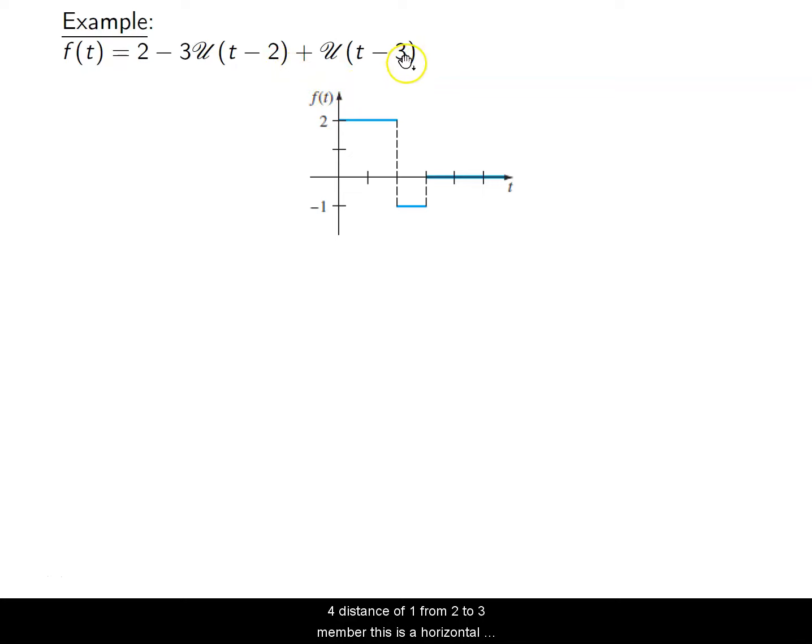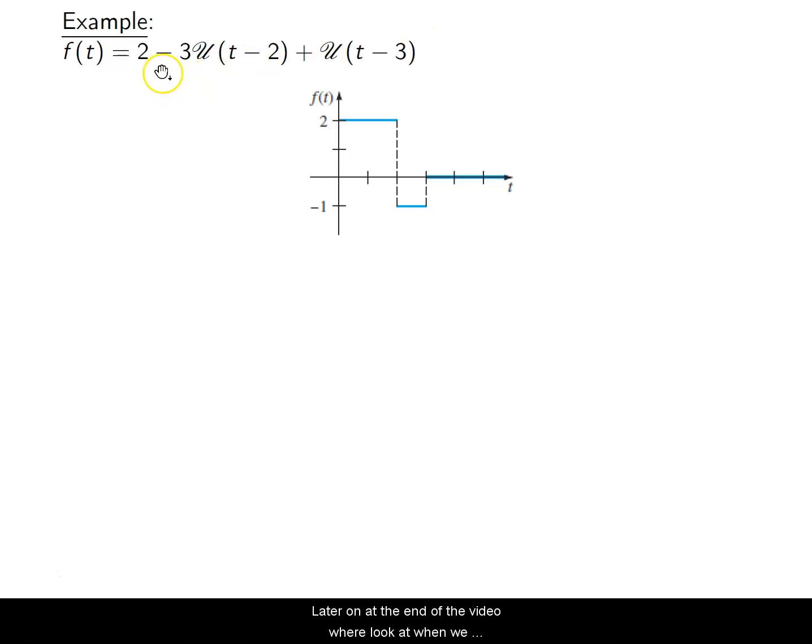From 2 to 3. Remember, this is a horizontal shift. With horizontal shifts, you take the opposite value of what you see inside of the function. So this means that I'm looking at +2. Here I'm looking at +3. So when I get to +3, I'm adding one to the value I was currently at. So I was at 2, and then I subtracted 3, and then I will add one more, and I will be back to 0. So that's the way the Heaviside function works when you're adding scalar multiples of it to itself.